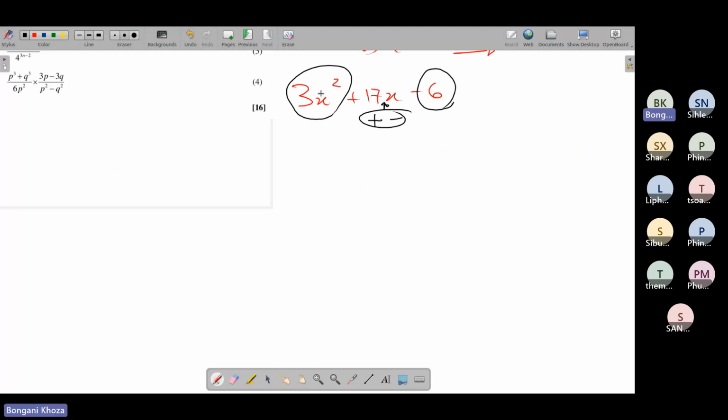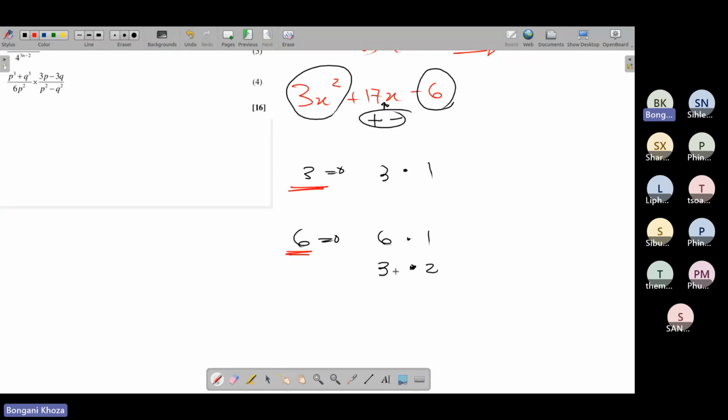We get the factors of 3, which will be 3 and 1. Those are the only factors of 3. For factors of 6, it would be 6 and 1. It will be 3 and 2, like that. Do we have another one? No. All right.